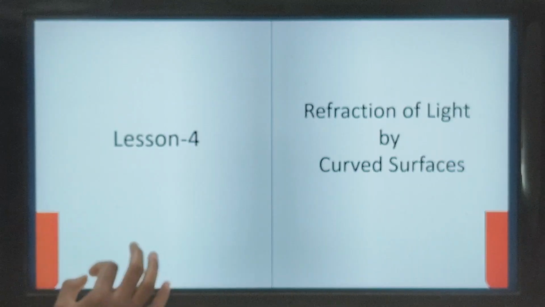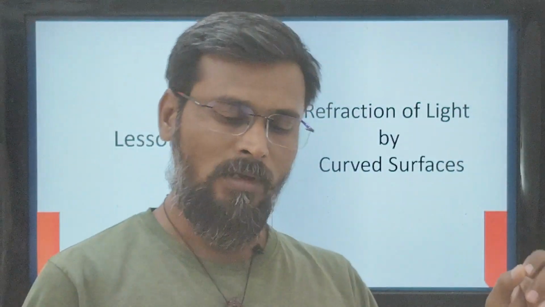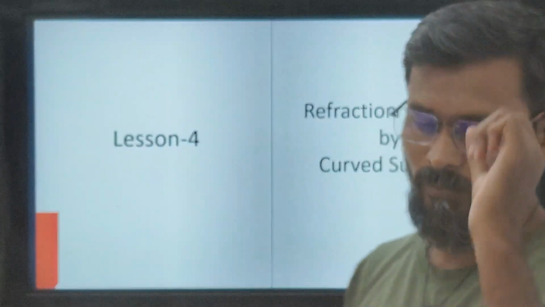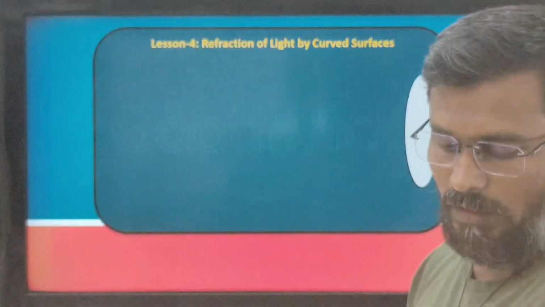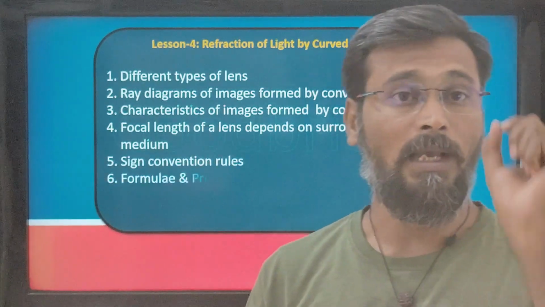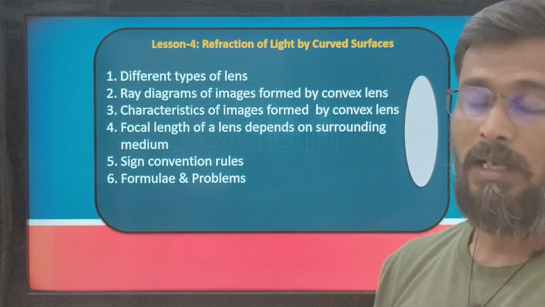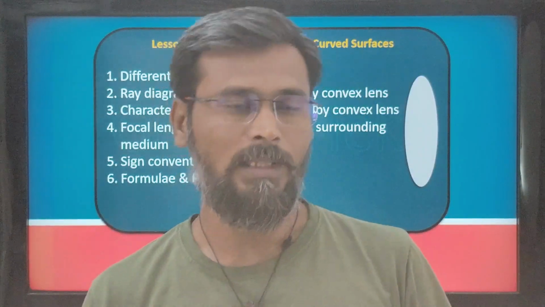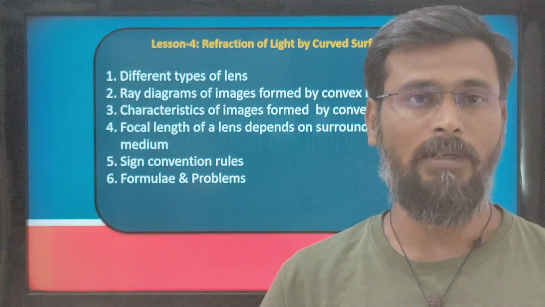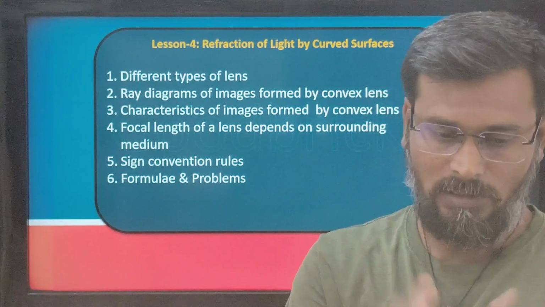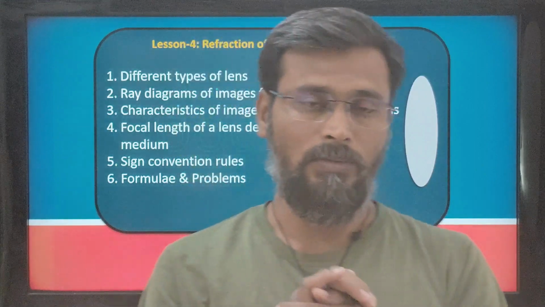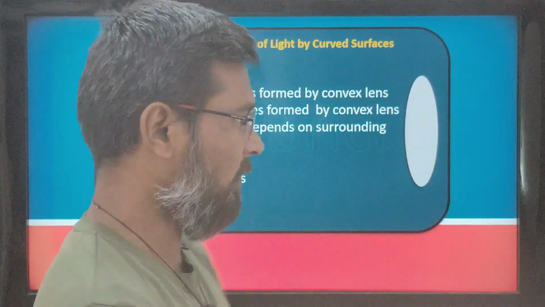Very important question. So my dear students, as part of the Fatafat Dhanadhan session, till now we have discussed all the important topics in this lesson: different types of lens, ray diagrams, characteristics of images formed by a convex lens, and that focal length of a lens depends on the surrounding medium. Then we also discussed sign convention rules, and based on them we have done problems. In addition, we have also discussed the important formulas in this lesson. So hope you will utilize all the topics which we have discussed.